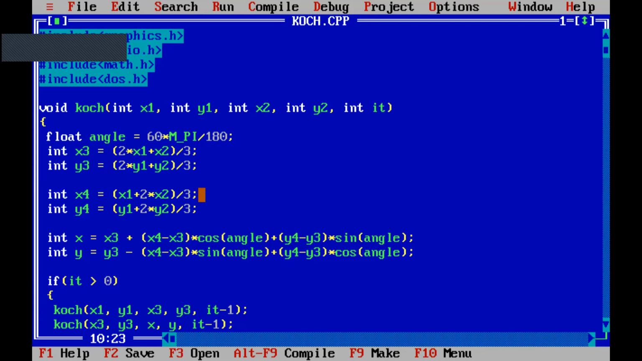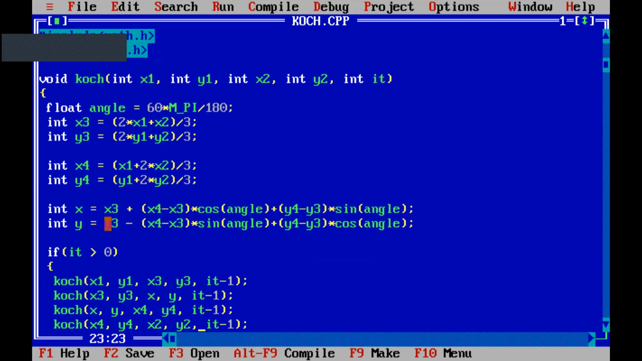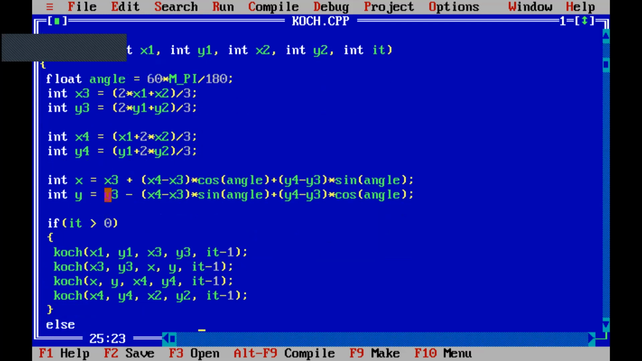Similarly, at 2/3, how will I get the point? x4 equals x1 plus 2 into x2 whole by 3. y4 equals y1 plus 2 into y2 whole by 3. So x3 y3 is my point at 1/3 and x4 y4 is the point at 2/3. Okay, fine. Now, what is this x and y?